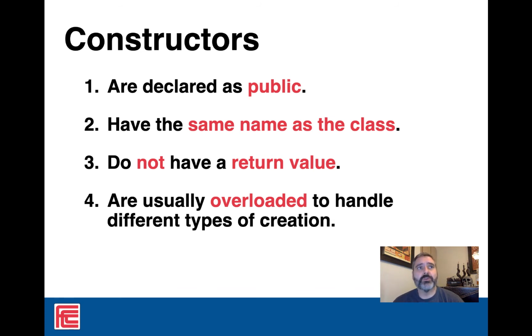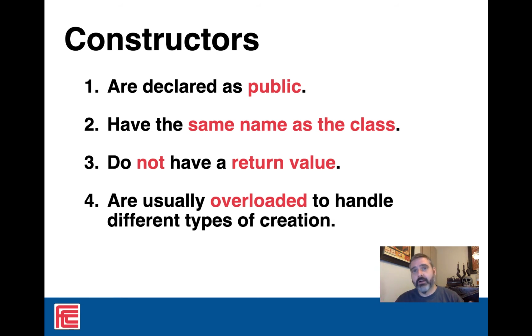They do not have a return value. Strictly speaking, this isn't true. They return something like an instance type, but you don't actually place a return value when you're defining the function. And they're usually overloaded to handle different types of creation. There are several different ways you can create objects. Maybe I want to create an object and automatically send you what I want for the values for my initial variables, and you can do it that way.